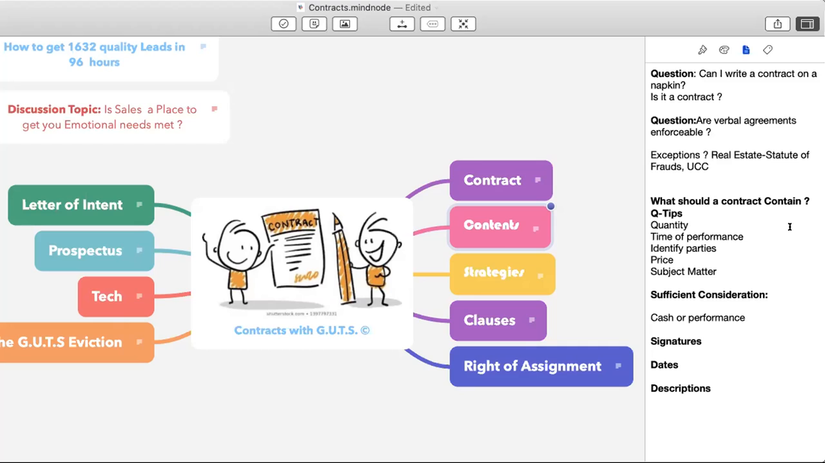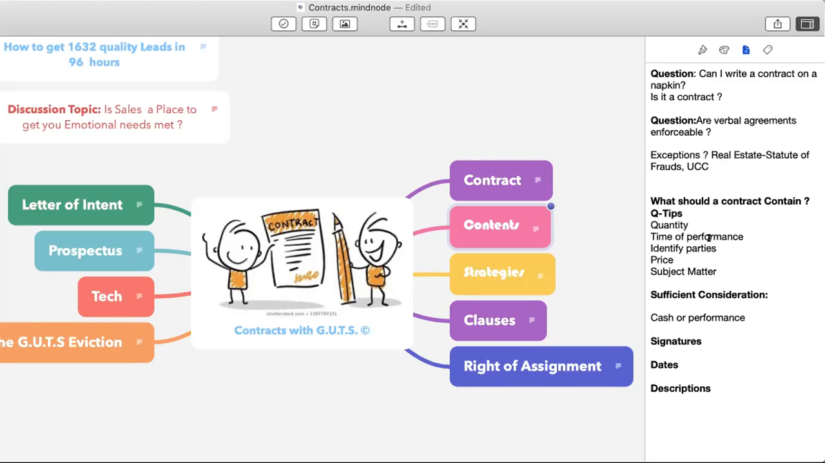What should be in a contract? Here's a mnemonic, Q-tips. Okay, you know those little things? First of all, the quantity. Are we talking about one property or 20 chihuahuas? The time of performance. We always talk about time.